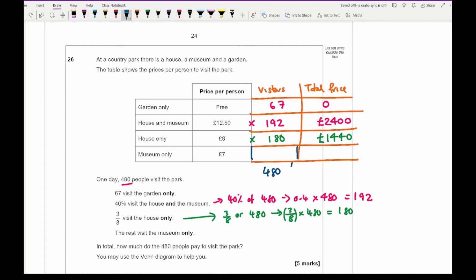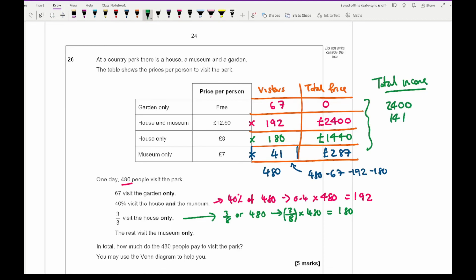So to work out this number here, I do 480 minus 67 minus 192 minus 180, and that comes up to a total of 41. And then if I multiply those two numbers together, I get a total of 287. So from this, what I can then do is work out the total price, the total income, which is going to be 2400 plus 1,440 plus 287, and it comes up to a total of £4,127, and there is my final answer.